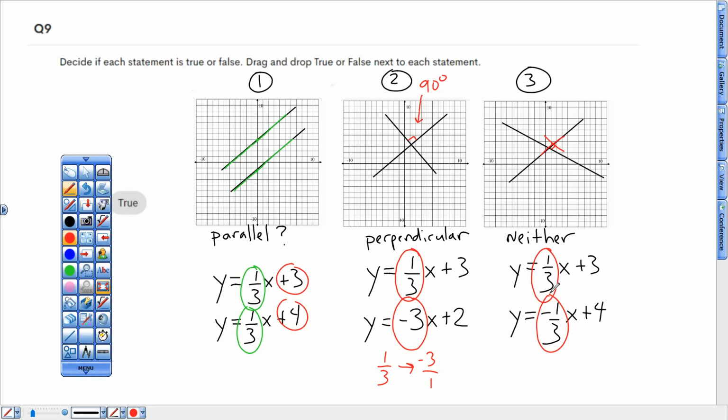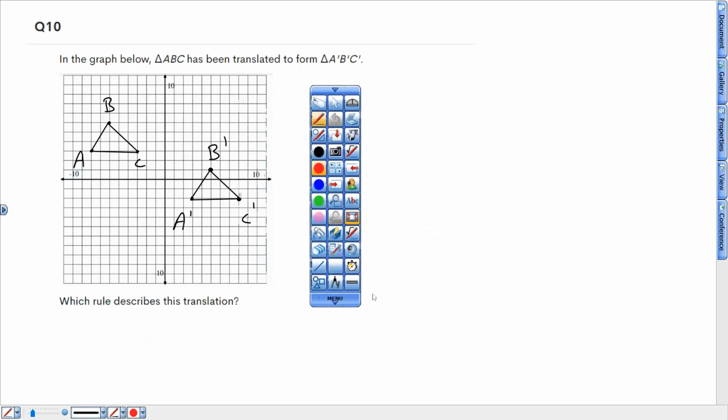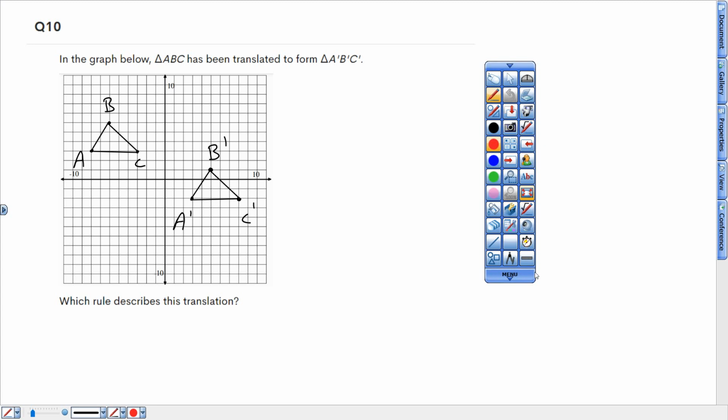All right. Next problem, number 10. For this one, they want you to look at the transformation and describe it, but you have to be careful. This one is the pre-image where it is all starting. Don't mix that up. It's going from here to here. This is the image after the move.